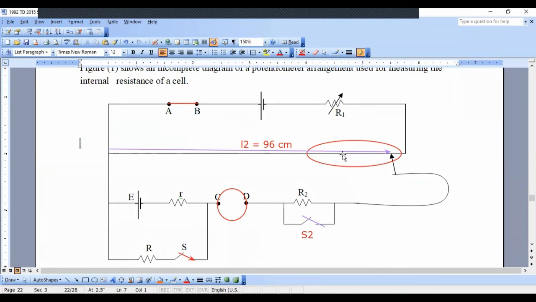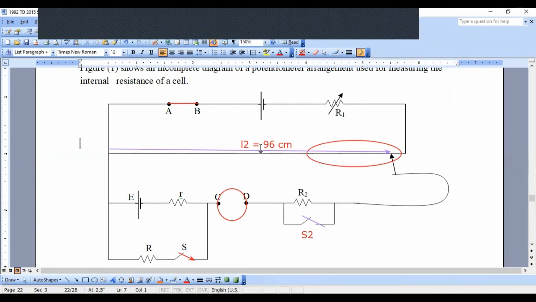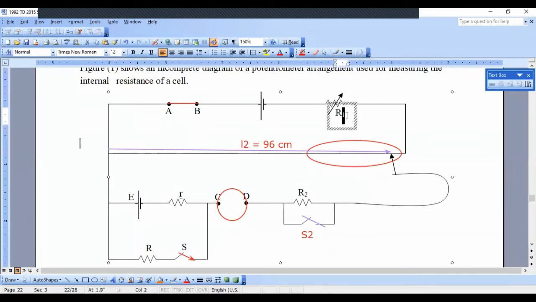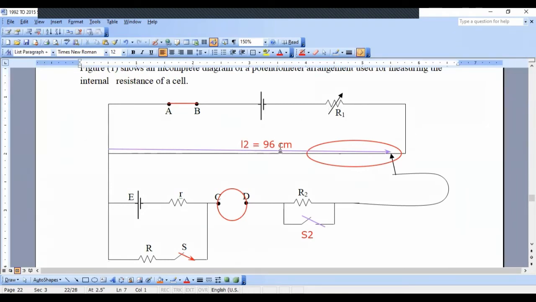Right. Now L2 is 96. Earlier L2 was 80. Now L2 is 96. Both L1 and L2 are increased. If we repeat this experiment, if we try to find L1 now, that's the problem we faced. We adjusted R1 by using balance length L2, until the balance length L2 becomes 96 centimeters.